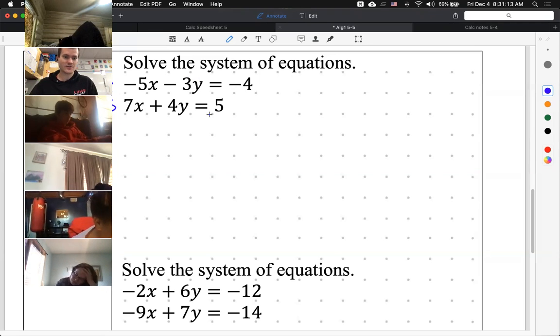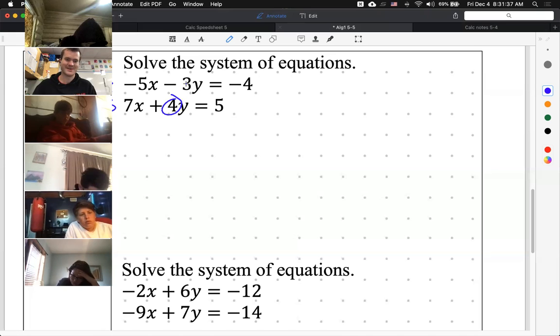For example, I could have also looked at 7 and said, okay, multiply the top equation by 7. Look at the negative 5. Okay, multiply the bottom equation by 5. 7 and 5 and 4 and 3, those both would work. The 7 and 5 would eliminate the x's. The 4 and 3 would eliminate the y's. So we're just going to go with Alden's answer, but that's the general way that you want to solve these. Just multiply by the other number for the variable that you're trying to eliminate.